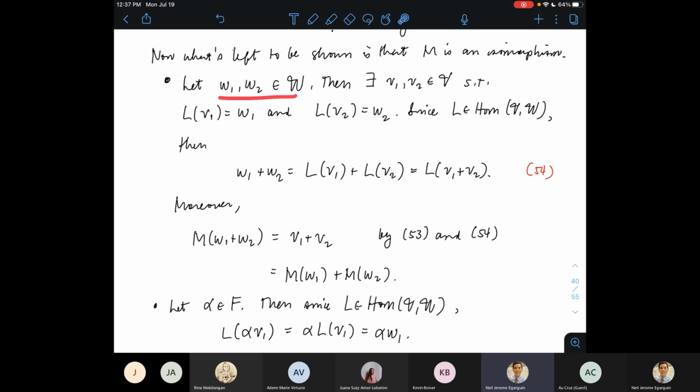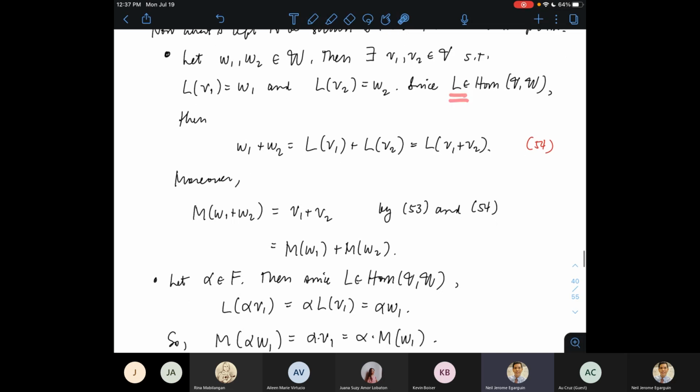So if W1 and W2 are in W, and remember that L is epic, so there will exist V1 and V2 such that L of V1 is W1 and L of V2 is equal to W2. Okay? And using the fact that L is a homomorphism, W1 plus W2 can be written as a sum, and this sum can be written as the image of a sum. I just used the fact that L is a linear transformation. And this will allow me to evaluate M of W1 plus W2, right?